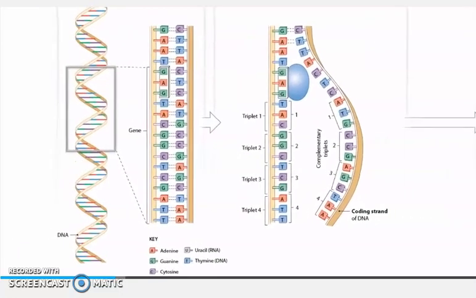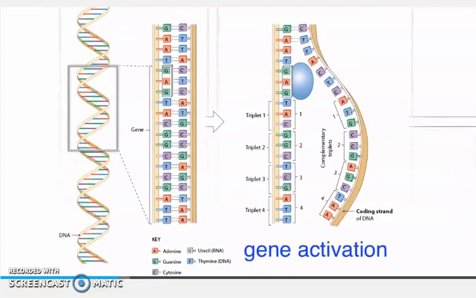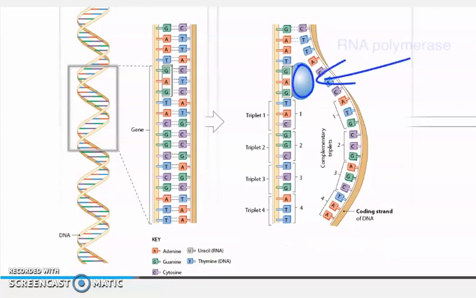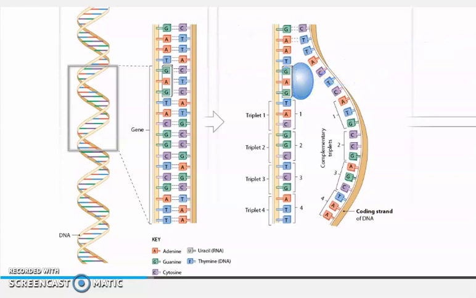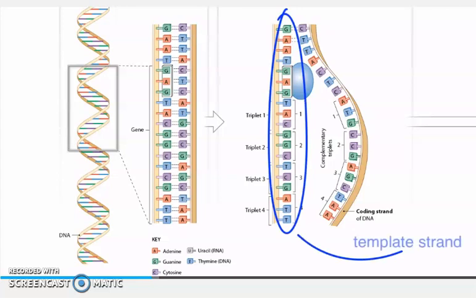Let's start by looking at the first step in transcription, gene activation. Gene activation begins once the DNA strands have separated, and the enzyme RNA polymerase binds to the control segment, or promoter, on the first segment of a gene. The strand of DNA used to synthesize the RNA is called the template strand.